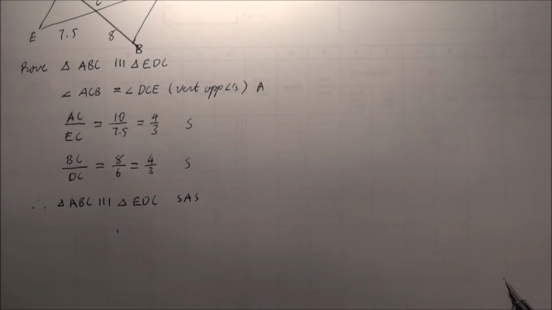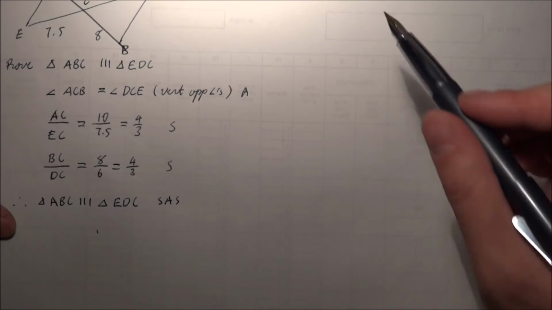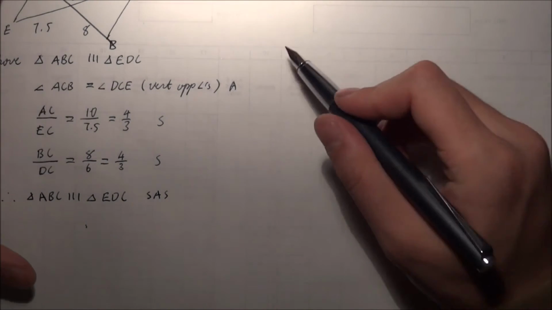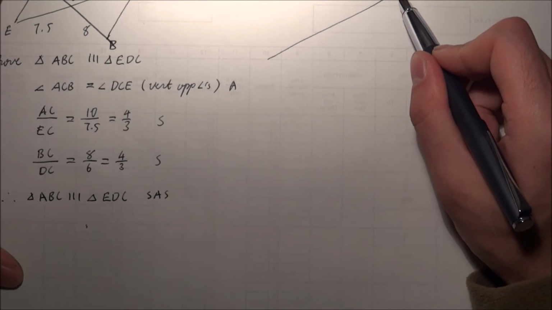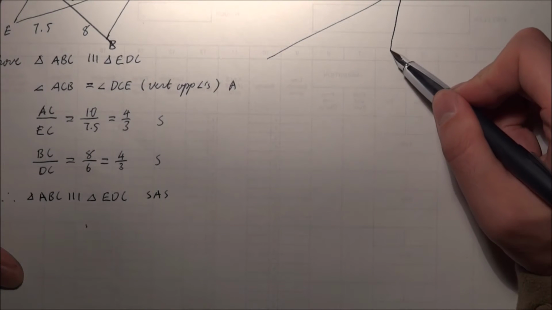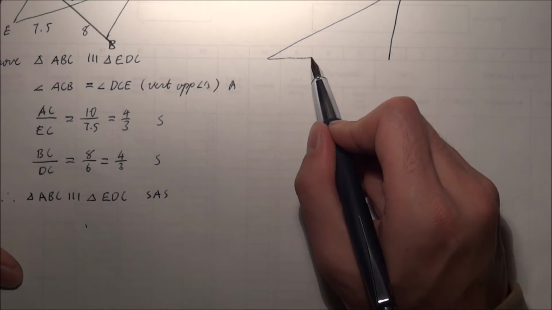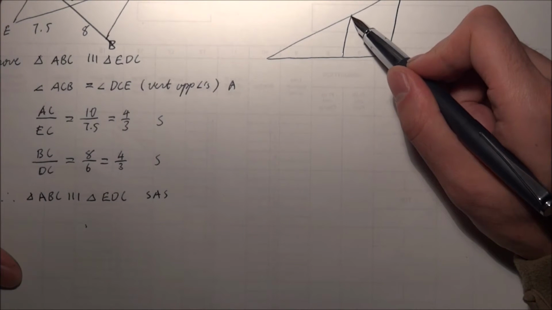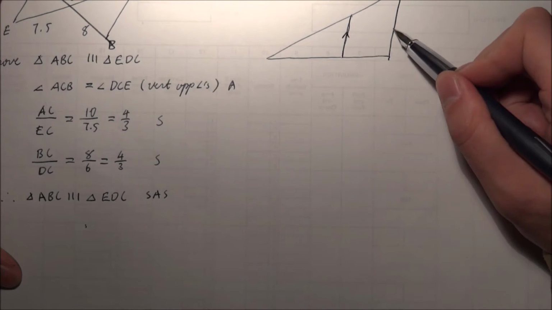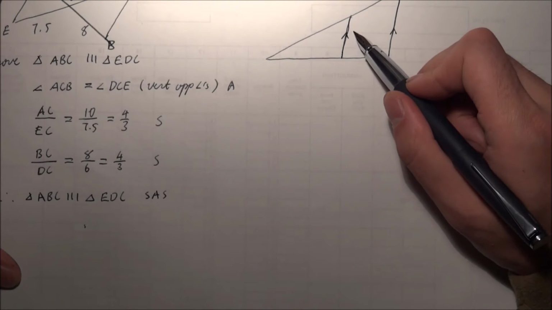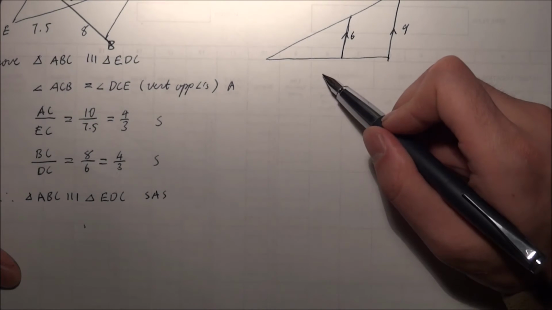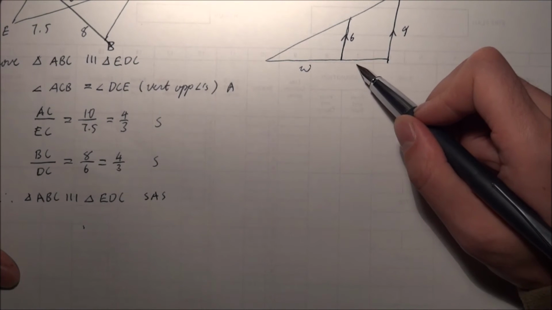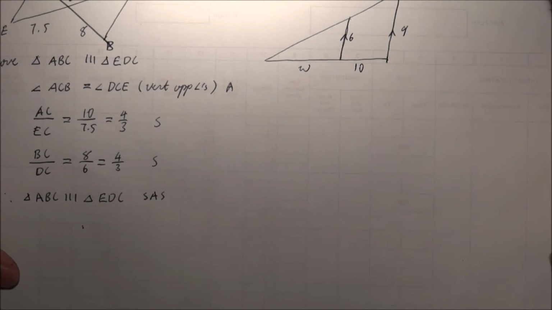Now, next one, there's an even higher level of complexity. So let's have a look at the shape. A triangle that has a line through it. And the two lines are parallel. So this one's 6, this one's 9, this one is unknown, it's W, and this one is 10.